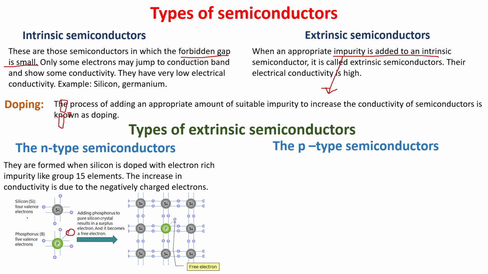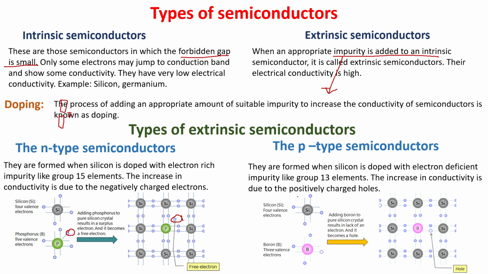Say silicon has 4 valence electrons, phosphorus has 5 valence electrons. Adding phosphorus to pure silicon results in a surplus electron. 1 extra electron is there, and this 1 extra electron is a free electron, which will increase the conductivity. Electrons are basically causing the current. The movement of the electron is current. So the free electron will move freely and therefore increase the conductivity of the solid.